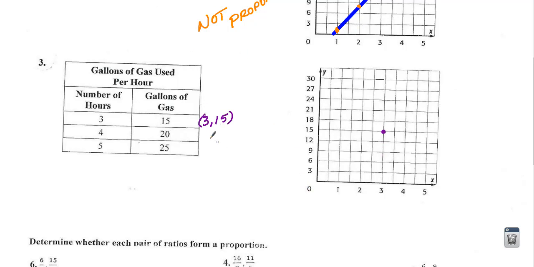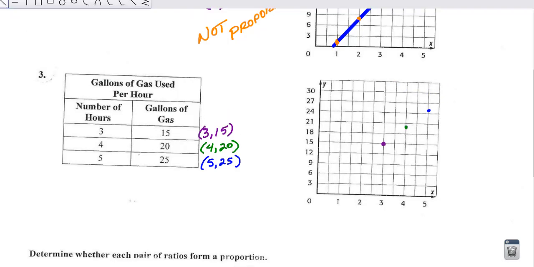We have the point 4, 20. So when you have 4 hours of driving, you'll use 20 gallons of gas. So 20 is going to be right about there between 18 and 21. And then finally, we're going to have the point 5, 25. And now we're starting to look at something that looks like it's going to create a straight line. And it looks like that straight line will probably go through the origin.